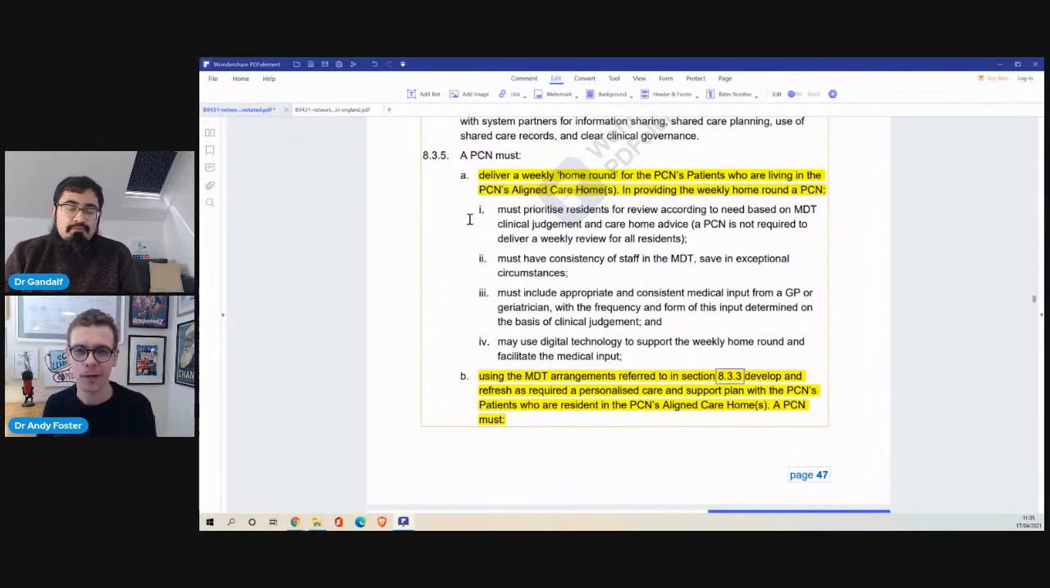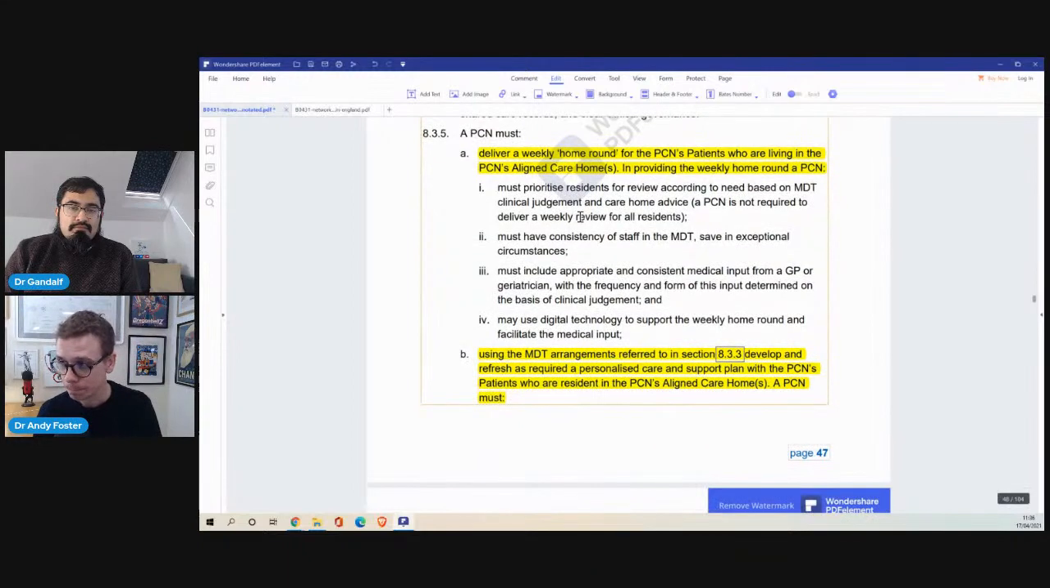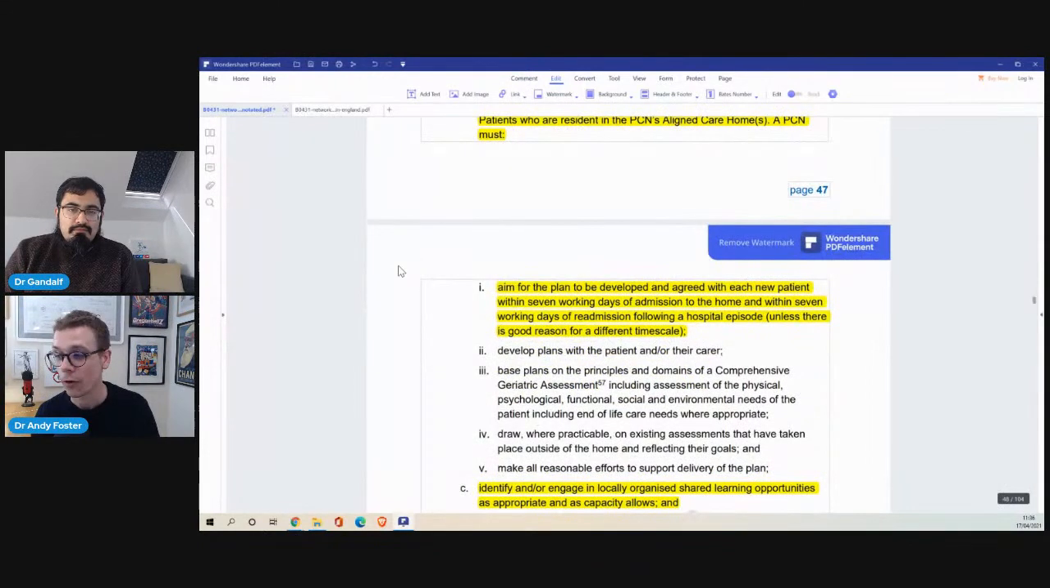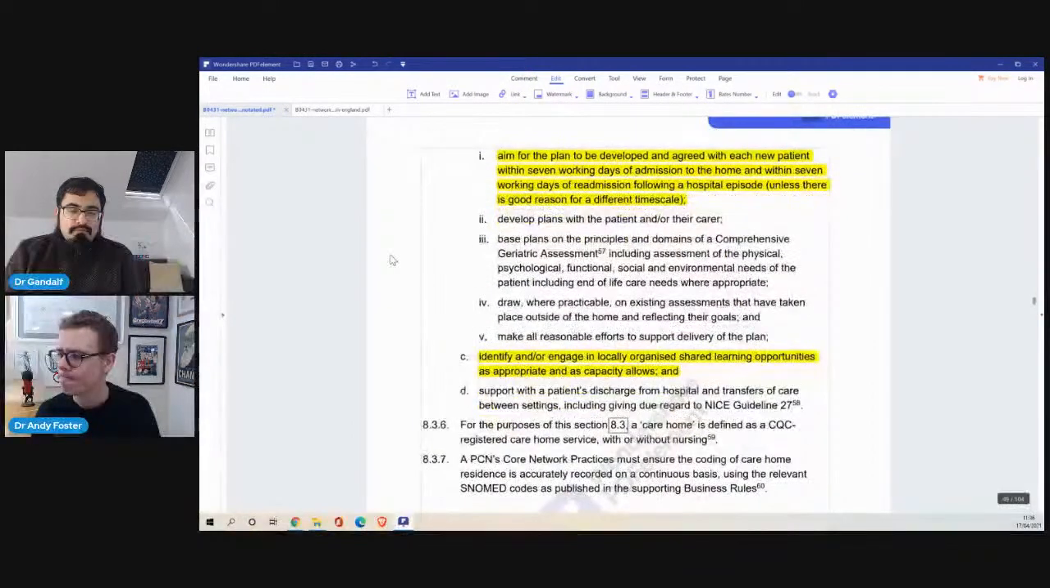Going over well-trodden territory, I think, but the two main elements of this are the weekly home round or check-in with a lead clinician for each care home, which has a way of linking into or providing an MDT approach, and then the requirements of an MDT review of new arrivals and discharges to care homes within a 7-day timescale, and that links in with a comprehensive community geriatric assessment, or the involvement of a community geriatrician service. So those are the main things.